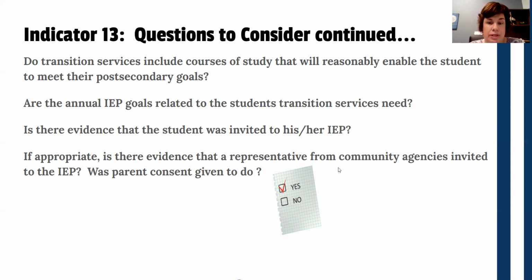Again, as mentioned earlier, is there evidence that the student was invited to his or her IEP? And also please document if there is evidence that a representative like Nebraska VR or another community agency was invited to the IEP. And when you are inviting outside agencies, it is important to get parent consent to allow them in the IEP. So make sure you ask the parent, is it okay if Nebraska VR is invited to this meeting?